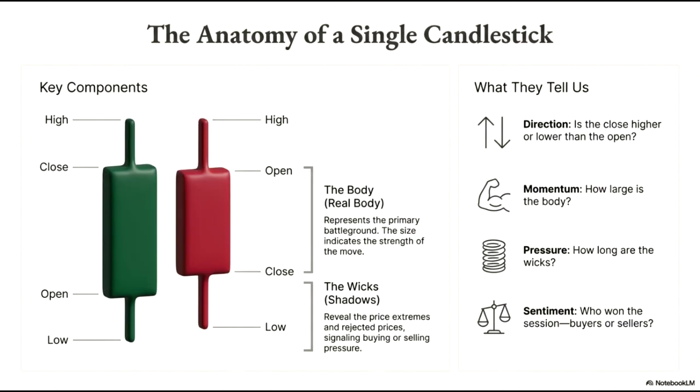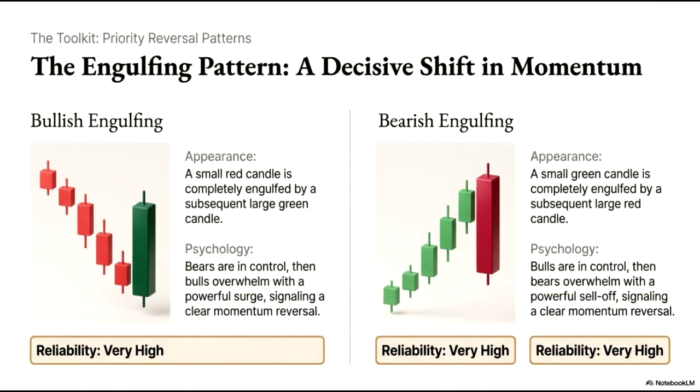The thin lines extending from the top and bottom are the wicks, or shadows. These show us the price extremes of the session. Long wicks are particularly important because they reveal pressure. They show where prices were rejected, signaling that one side pushed back against the other. By combining these elements, we can determine the overall market sentiment. It allows us to see who ultimately won the session, the buyers or the sellers, and helps us anticipate what might happen next.